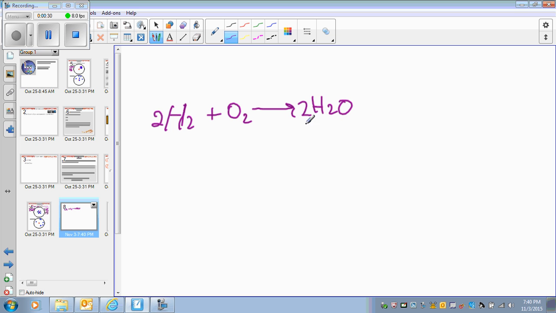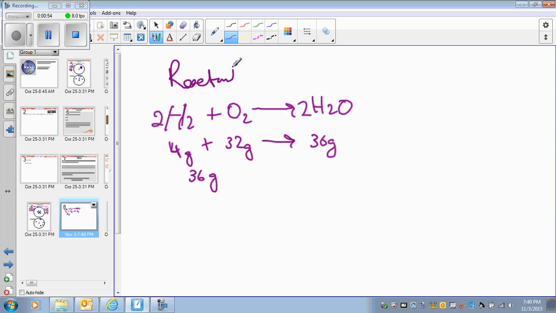If I get what I expect to get, what I have here, 4 grams here, 32 grams here, I'm supposed to get 36 grams here because according to the law of conservation of mass, mass can neither be created nor destroyed. So if I add the two together and it is 36 grams in the reactants, it should be 36 grams in the products. That's called the law of conservation of mass. Mass can neither be created nor destroyed.